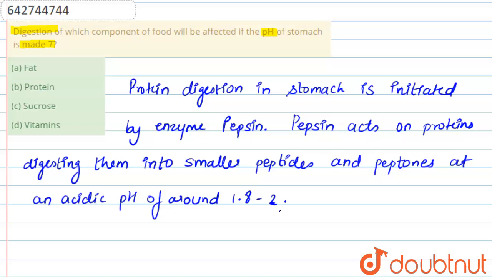So according to the question, if the stomach pH is shifted to 7, which is quite neutral, the pepsinogen would not get activated because it can only get activated in an acidic medium. And if the pepsinogen is not activated, the digestion of proteins would not happen. So the correct answer for this question is option B, proteins. The digestion of proteins would be affected if the pH of stomach is made 7.